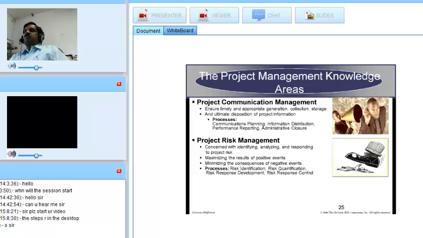So what is to be distributed? What information is to be distributed? That needs to be decided. And how will you report the project performance? How is the project progressing? Is it on target? Is it proceeding as per the plan?